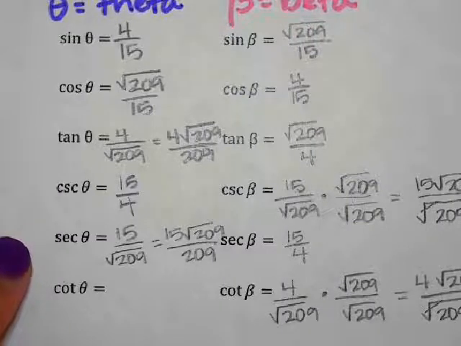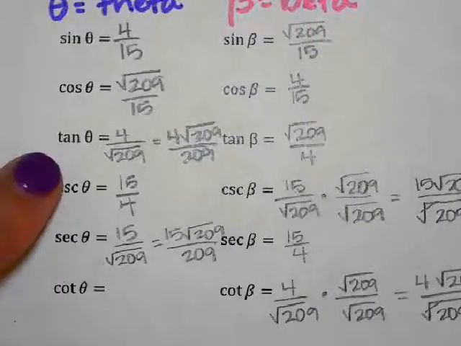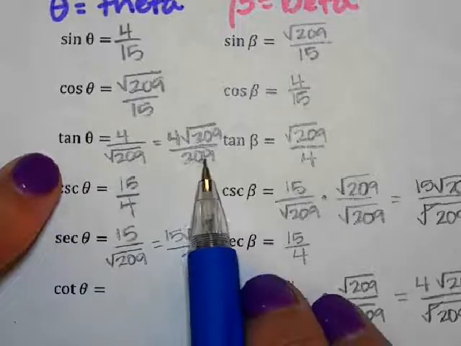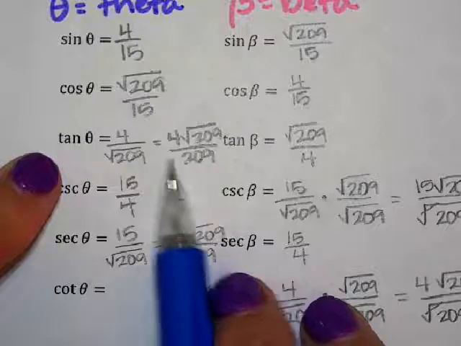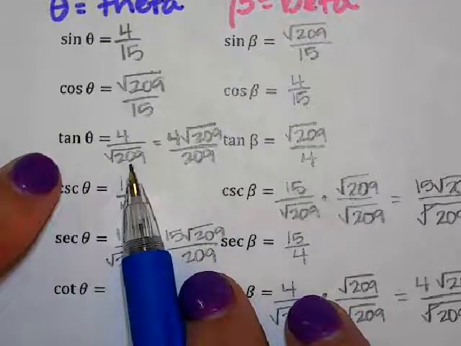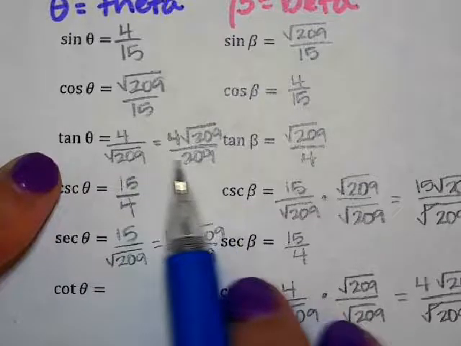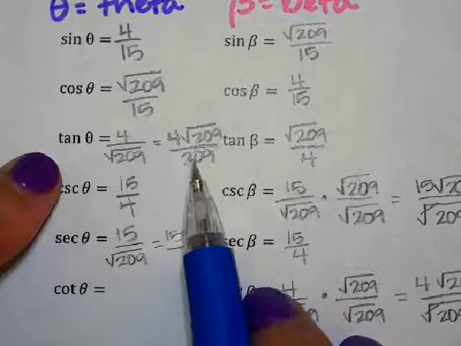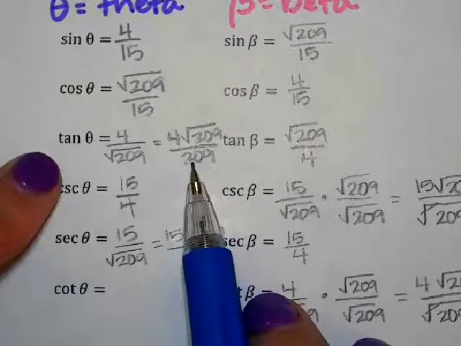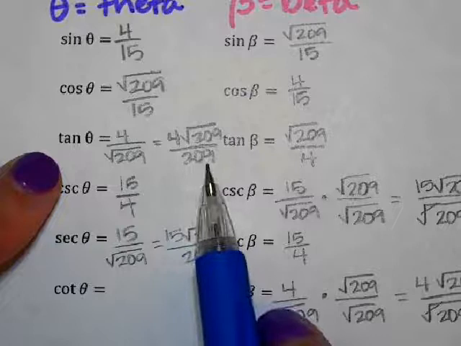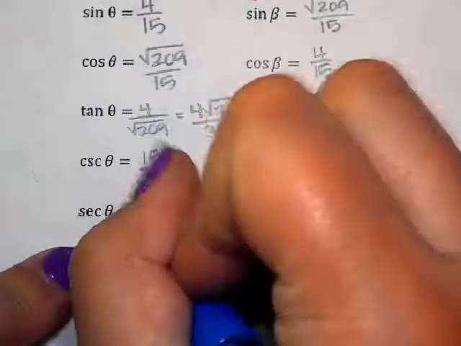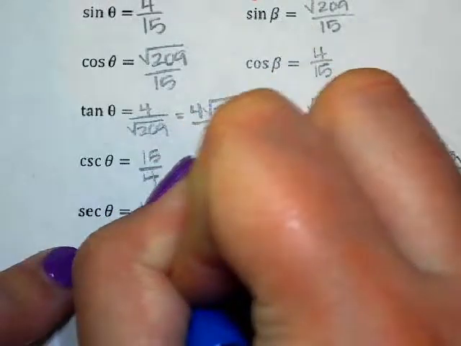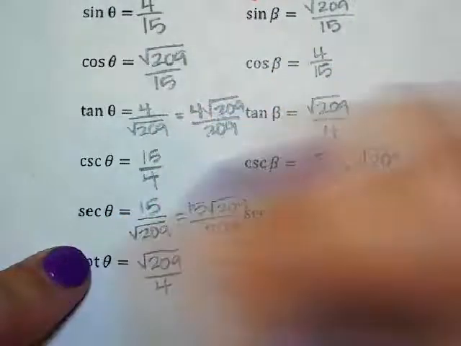And then for tangent, should we flip the second answer, or should we flip the first answer? The first one's going to be easier to flip. So you could flip either. You're going to get the right answer no matter what you do. The second one's going to be harder to get the right answer once you flip it. This one's going to be really easy to flip because once you flip it, you get root 209 over 4, and your radical's on top and you are good to go. The other one, you've got a radical on the bottom. You've got to fix it. It's a mess.